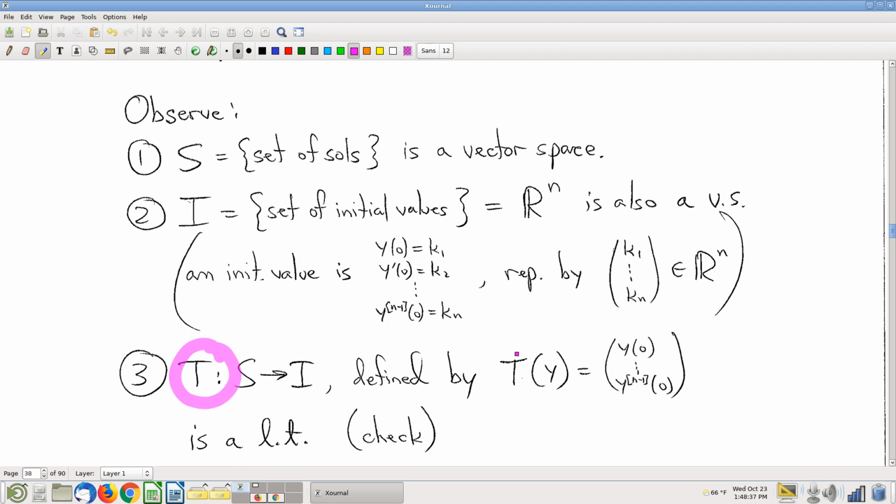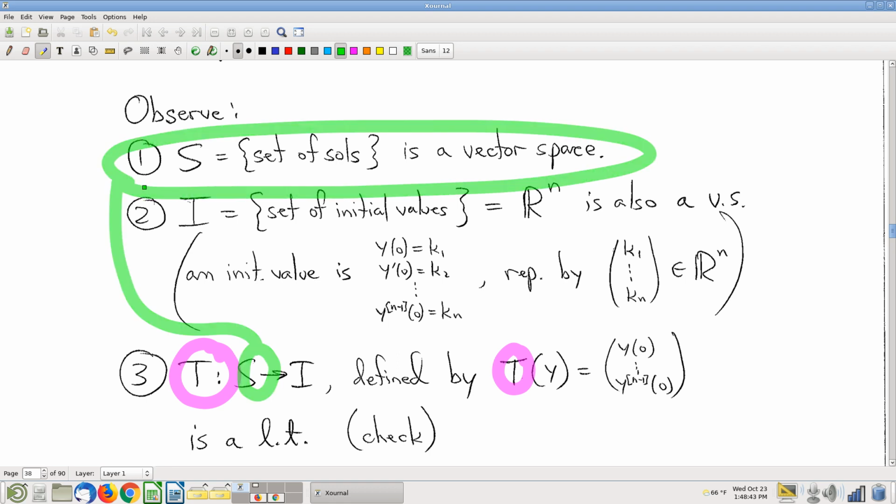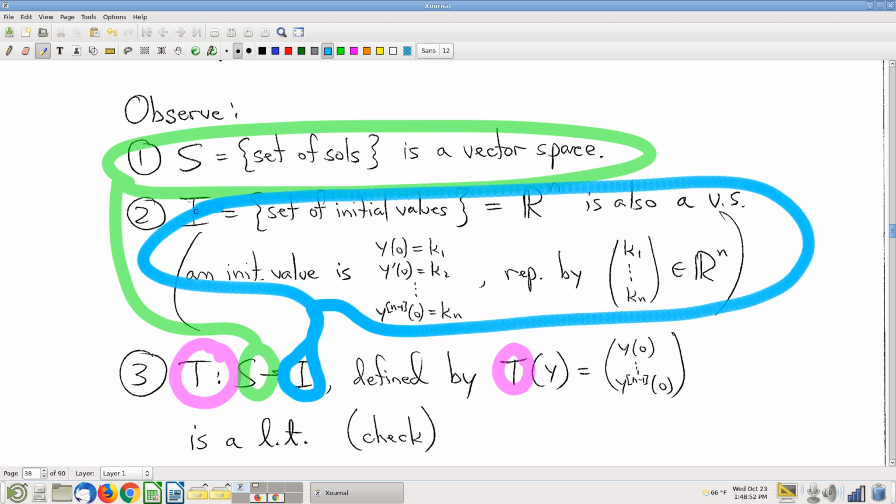Here's a linear transformation. This linear transformation is defined by the following formula. It goes from the vector space of solutions into the vector space of initial values. And the formula for this linear transformation is, well, if you give me a solution, the value of this T transformation is just, well, what's the corresponding initial value? It's an easy formula. This T just says, oh, you're going to give me a solution? Okay, well, take some derivatives, plug in 0. Bam. That's how you evaluate this T function.